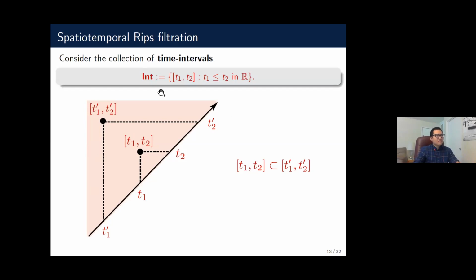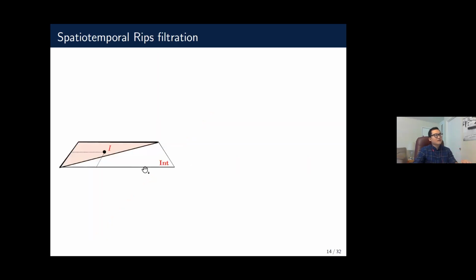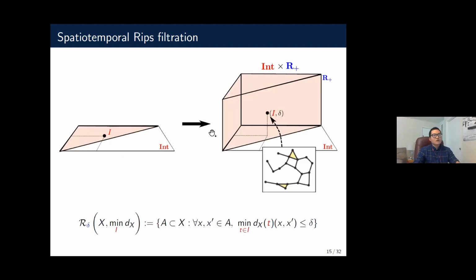Now let's keep this diagram in mind and put it in the three-dimensional space, as the xy plane in xyz space. And we are going to define the spatiotemporal Rips filtration now. Let's fix a certain time interval I. Then at the height delta, we associate the delta Rips complex over the underlying set X, where the distance function is the minimum distance over the time interval I. Namely, it consists of all subsets A of X such that for every pair of points in A, there must be a moment in the time interval I such that the distance between the entities is less than or equal to delta.